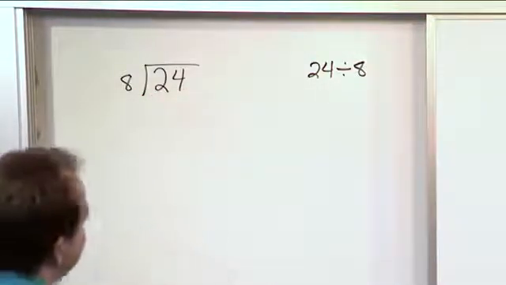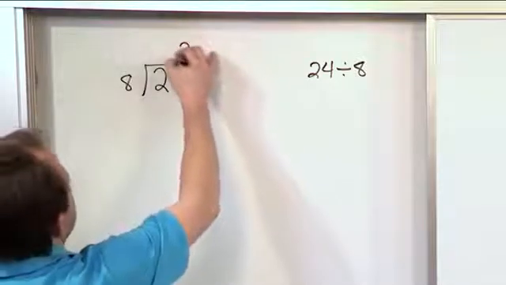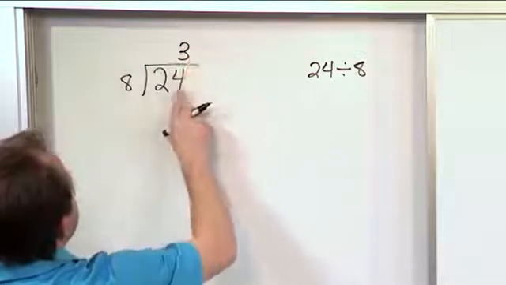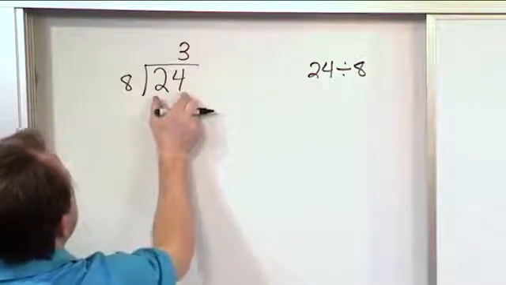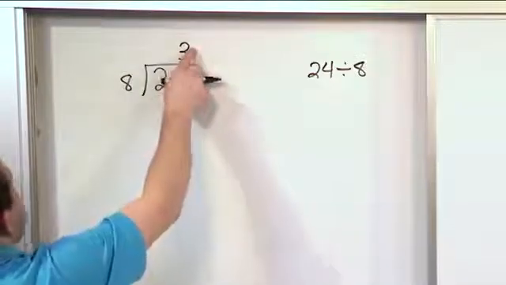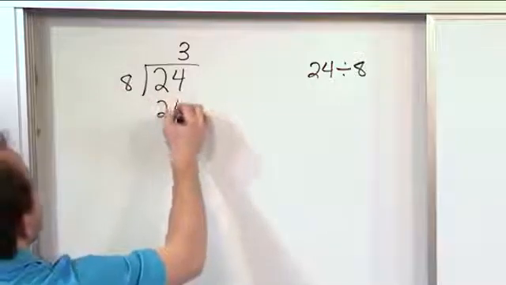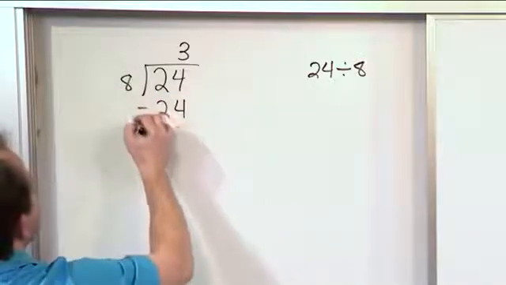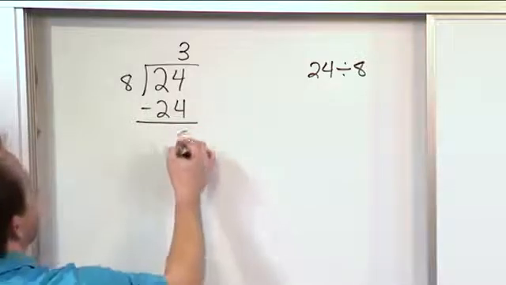Now again, this is a very simple problem, so you know that it goes 3 times because 8 times 3 is 24. So you put the 3 on top, but you put it on top of the 4 because this is telling you that you're dividing into 24. Then what you do is you multiply 3 times 8 and you write the answer that you get down below, which is 24, and then you subtract these guys from one another. 24 minus 24 is 0.